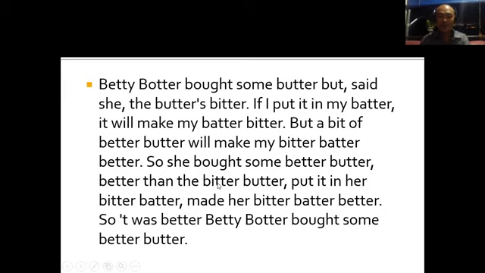So for example here, if I don't use the soft D, it would sound like this. Betty Butter bought some butter, but said she, the butter's bitter. That's the way we pronounce it or read it as a Filipino. And sometimes our regional accent would even get in the way. Like if I'm Ilonggo, if I include my Ilonggo accent there, it would sound like: if I put it in my batter, it will make my batter bitter. But a bit of bitter butter will make my bitter batter better. Those were intonation issues that come with the way we pronounce words.